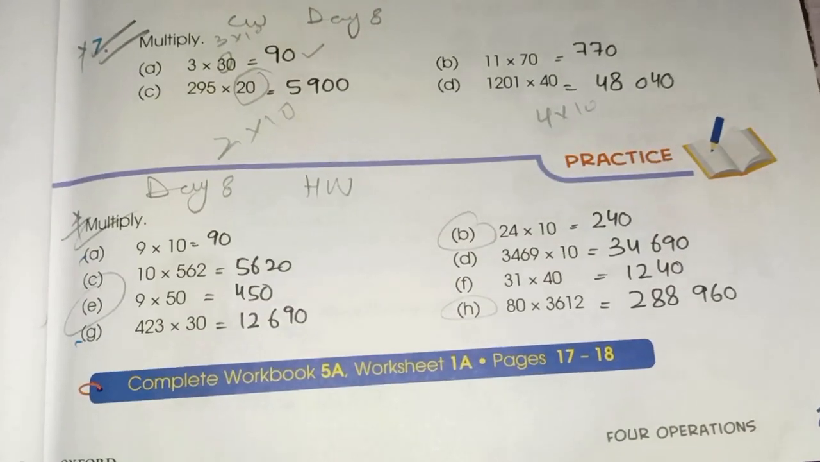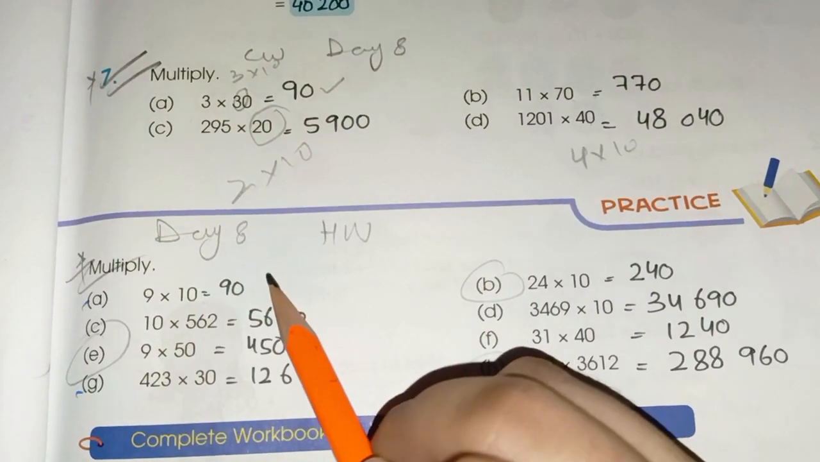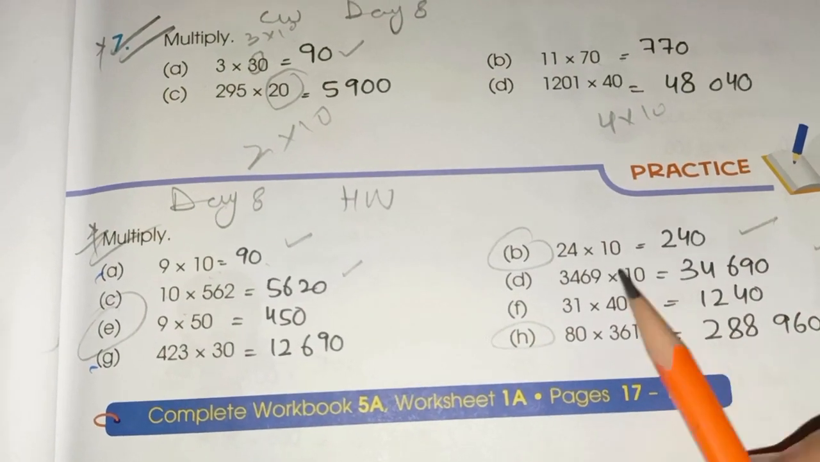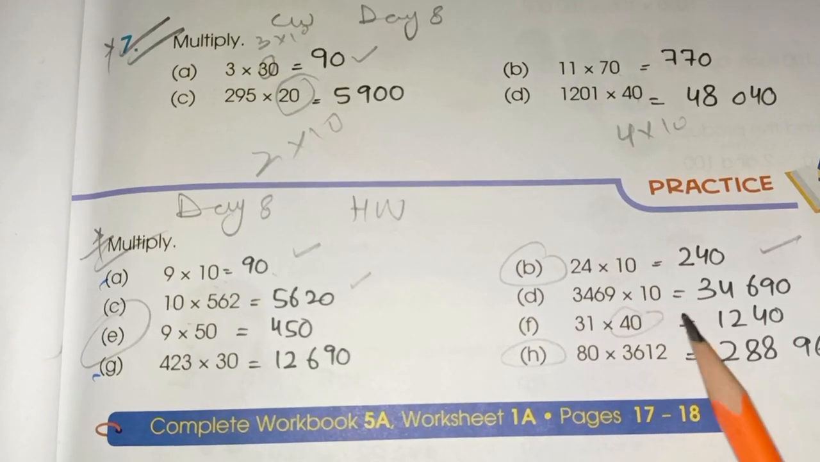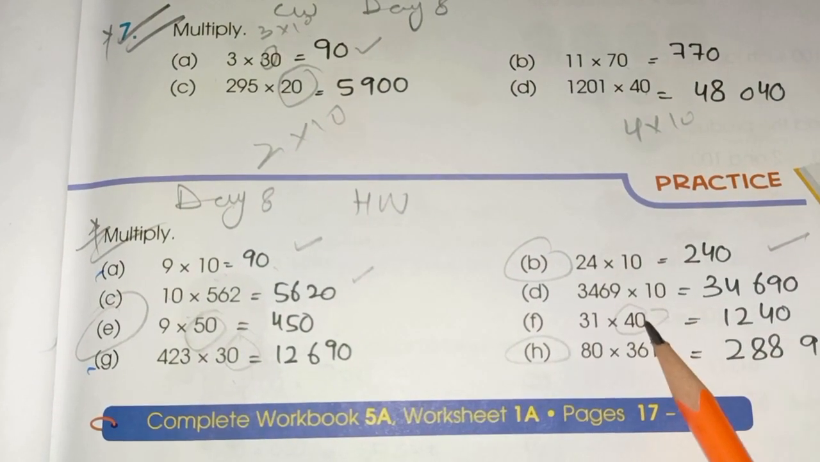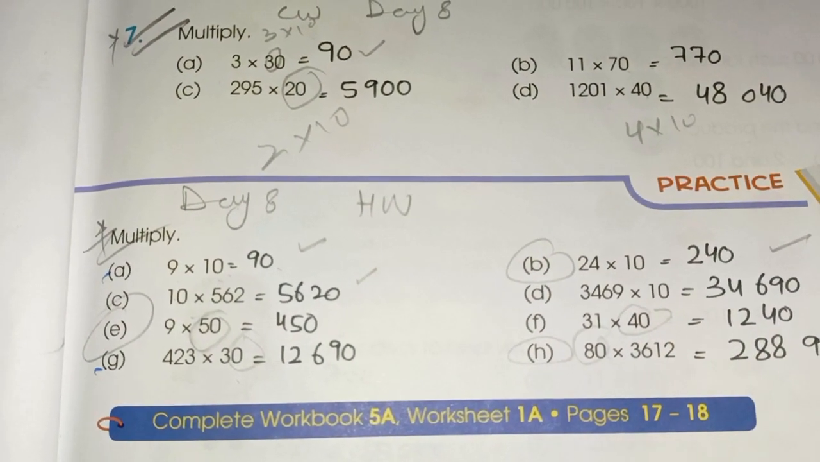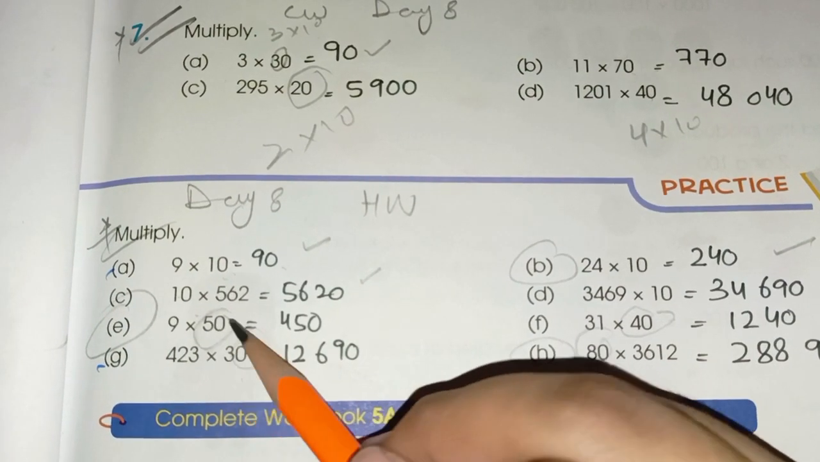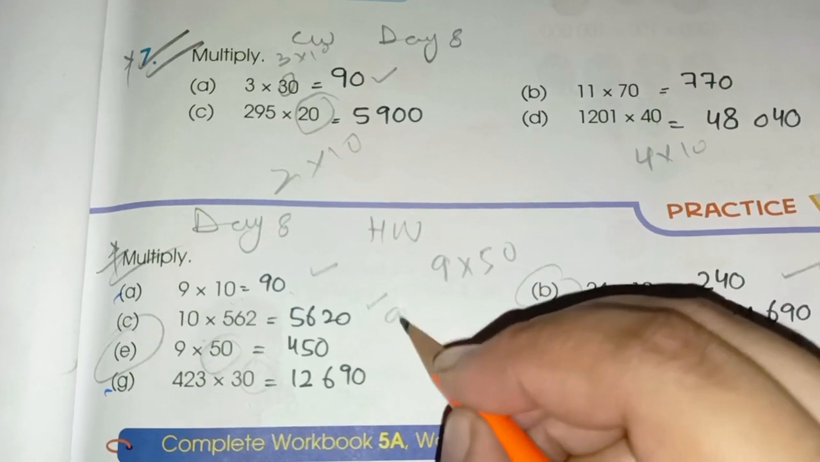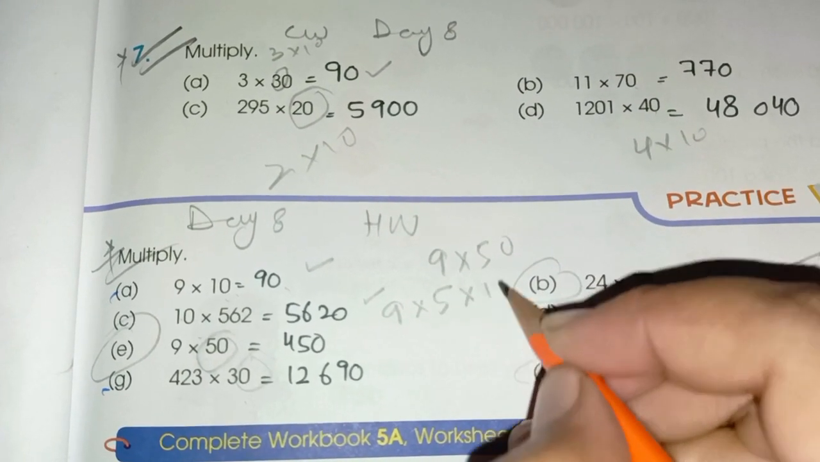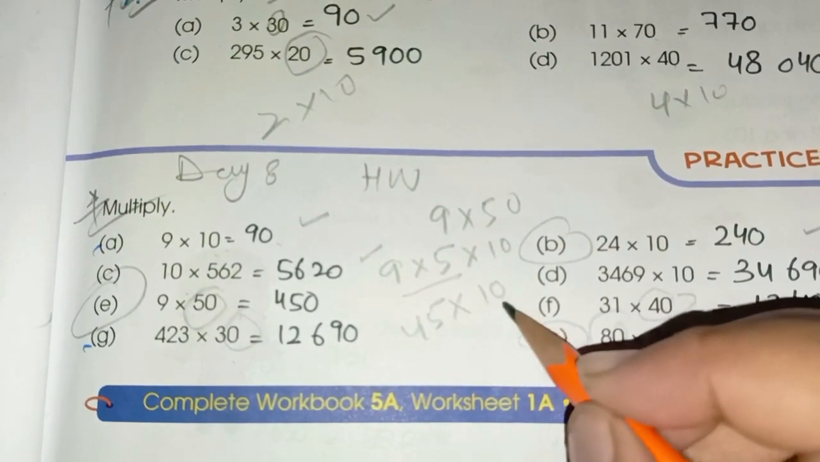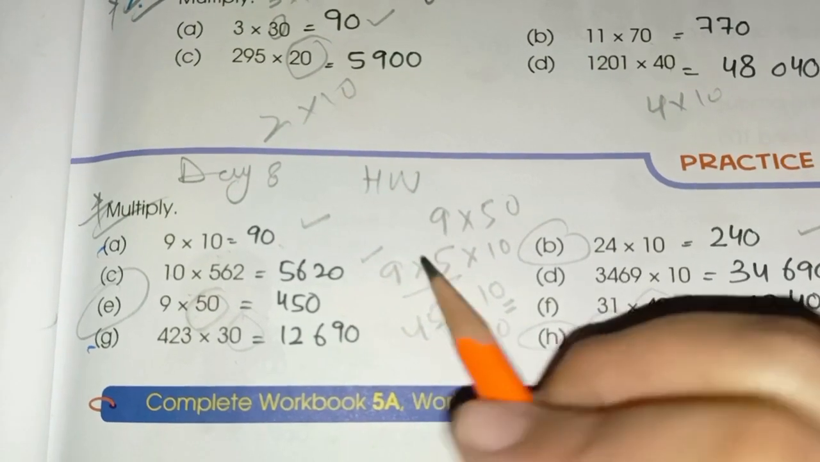Here we have the practice work. The numbers with the tens only have the same answer, only adding a 0. Here you can see the numbers having a complete digit, so we have to break the number. 50 will be 5 and 10, 30, 3 and 10, 40, 4 and 10, 80, 8 and 10. Let's solve this. 9 multiplied by 50 means 9 multiplied by 5 multiplied by 10. 9 fives are 45. 45 multiplied by 10, only adding a 0, is 450.